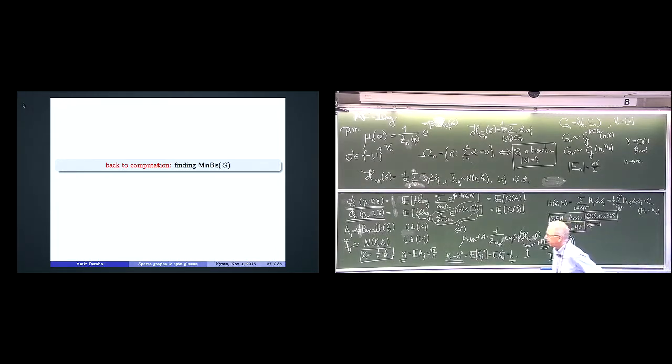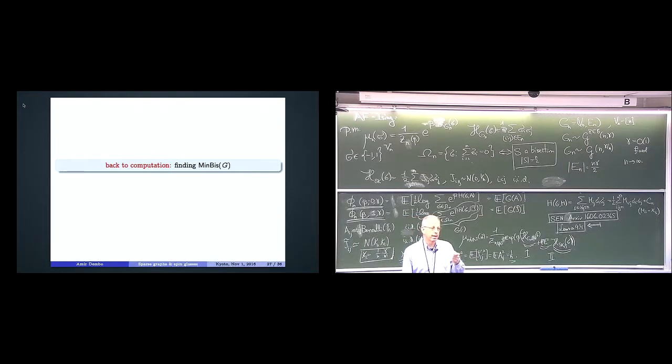Okay, so let me repeat what the goal now is. We found that the value of the min bisection can be determined for Erdos-Renyi graphs and is more or less constant over all Erdos-Renyi graphs. But what about the algorithmic problem of finding the min bisection itself, not the value? I want to find the bisection that achieves the min bisection. This is still a very difficult problem.